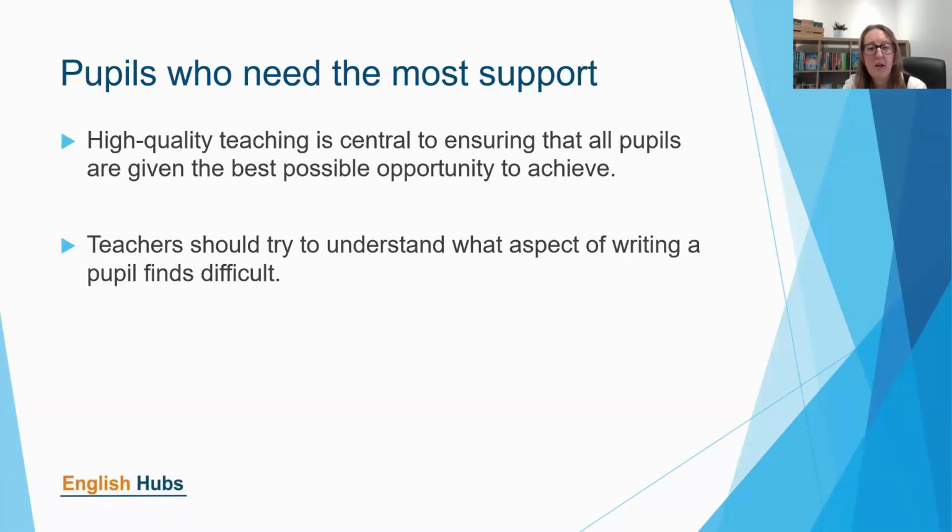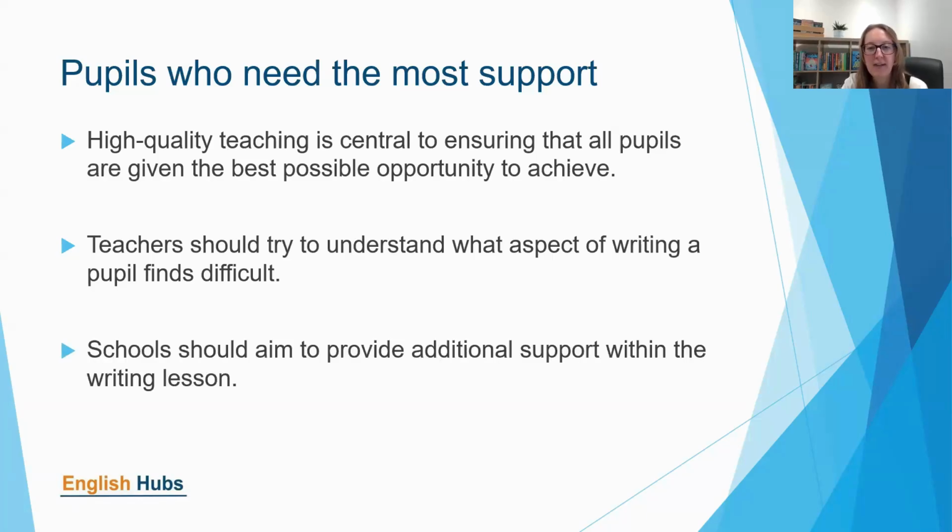Is it their handwriting? Is it knowledge of GPCs to use for spelling? Is it other aspects of spelling? Is it sentence structure? Is it the grammar knowledge? Is it the composition skills or the language they've got to use? What is it specifically for this child that they are struggling with? We need to know what that is before we can do something about it.